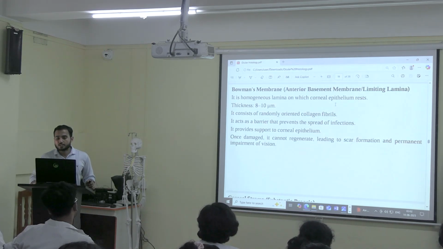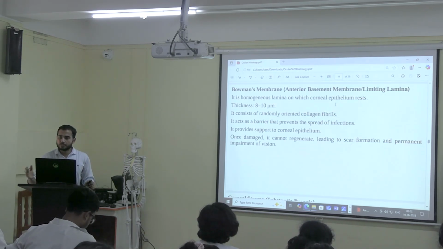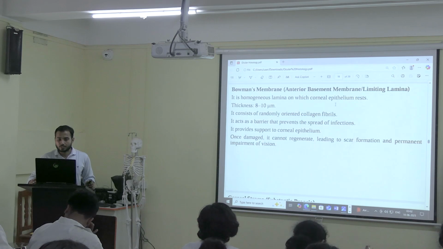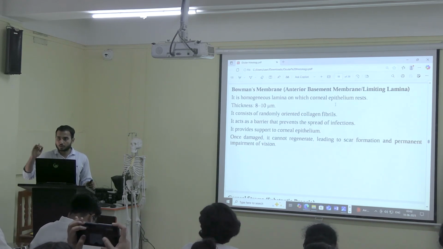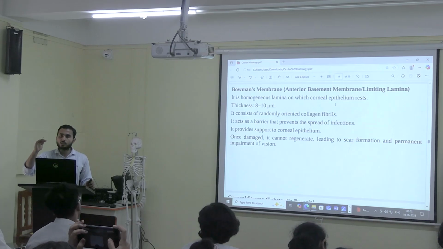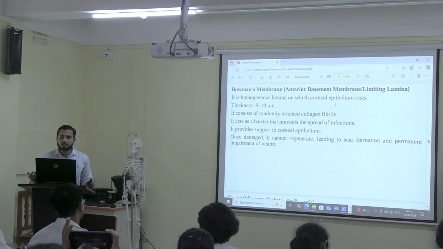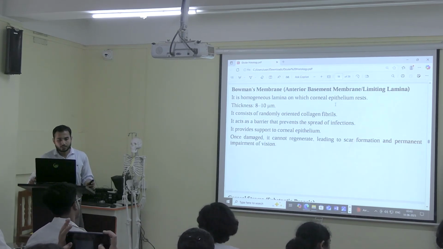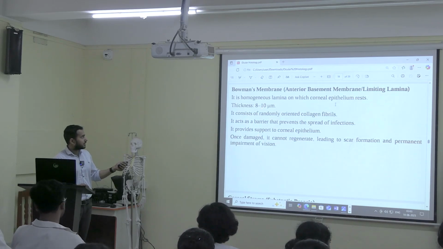Now, the Bowman's membrane is also called the anterior basement membrane or limiting lamina. It is a homogeneous membrane where the corneal epithelium is resting. Corneal epithelium है तो epithelium rest करेगा, कहाँ पे rest करेगा? Bowman's membrane. Okay. Thickness is 8 to 10 micrometer.